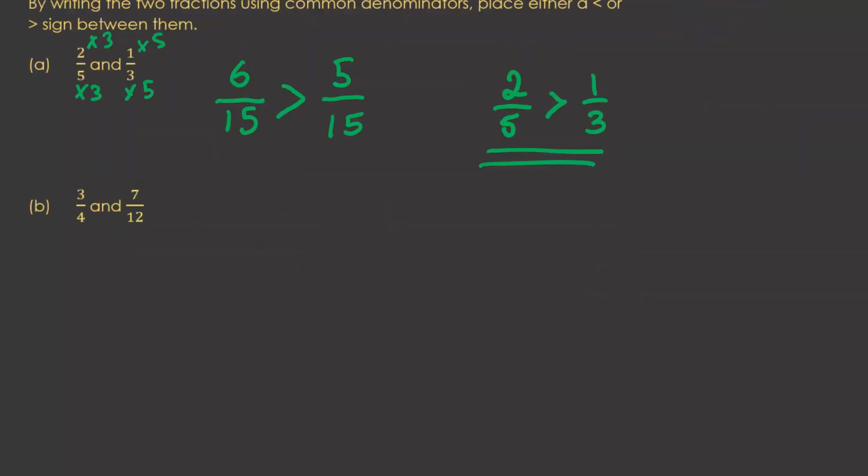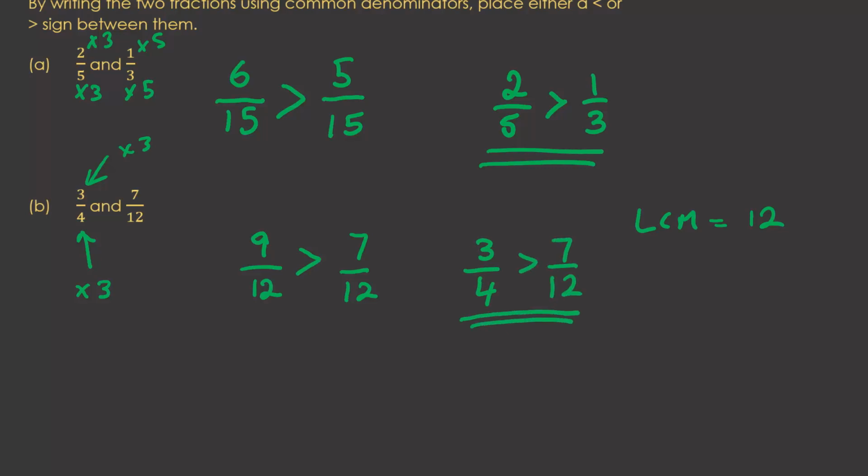Coming to the second example, the lowest common multiple for 4 and 12 is indeed 12. So with the 3/4, I need to multiply the denominator by 3, which means doing the same to the top. And that means I have 9/12. I'm comparing that with 7/12, and so we can see that this one is bigger, and that means that 3/4 is more than 7/12. Now I use the lowest common multiple, but you don't have to.